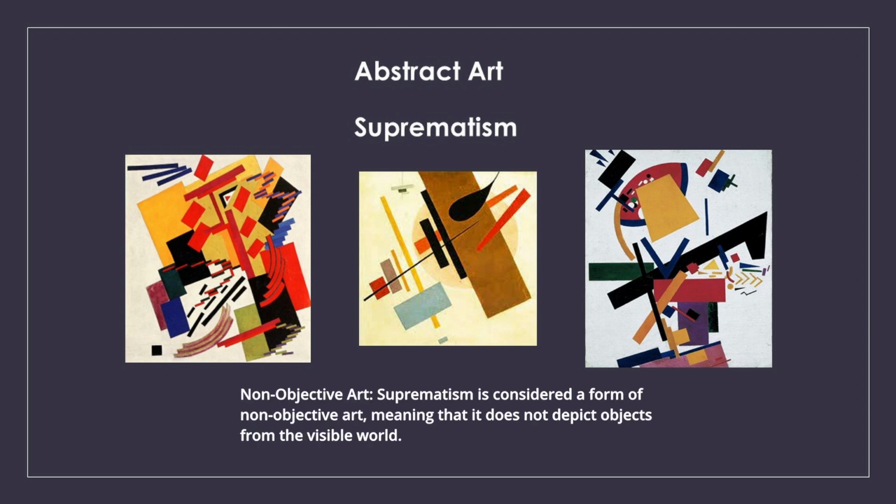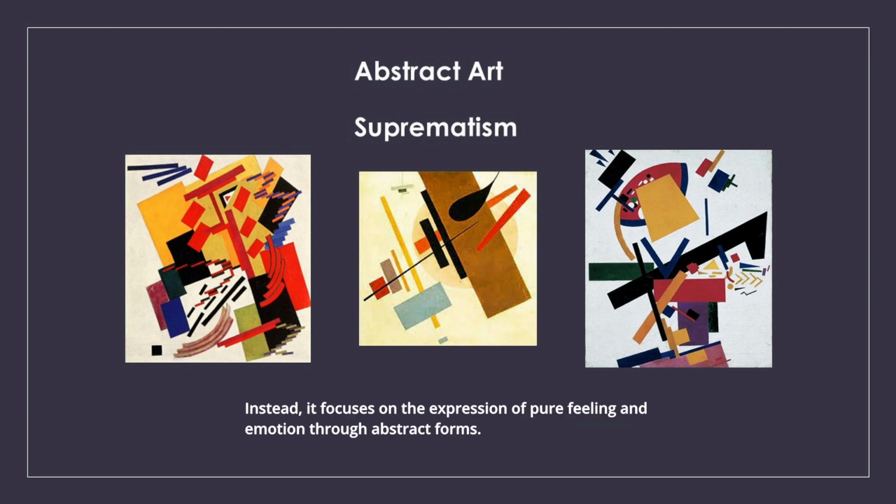Non-objective art. Suprematism is considered a form of non-objective art, meaning that it does not depict objects from the visible world. Instead, it focuses on the expression of pure feeling and emotion through abstract forms.